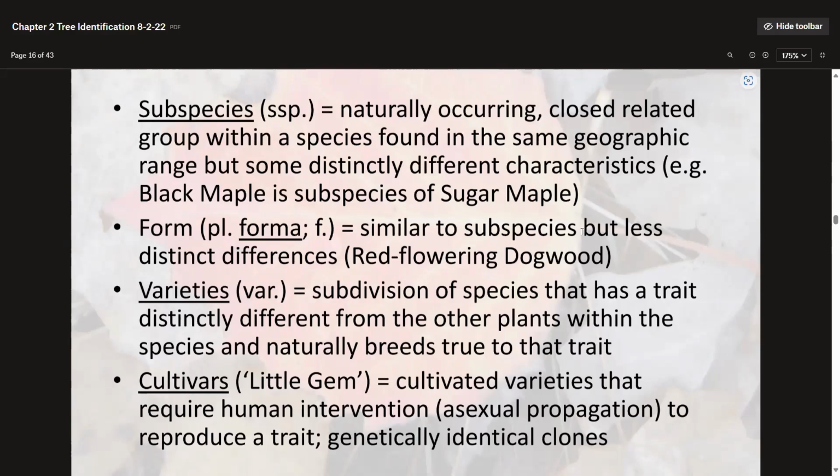So you know you have sugar maple, and in that same region, you may have black maple, which is also a sugar maple, but with some distinct differences, where that variety is the subdivision of a species that has a trait distinctly different from other plants within that species and naturally breeds true to that trait all the time, okay? All right, moving on.